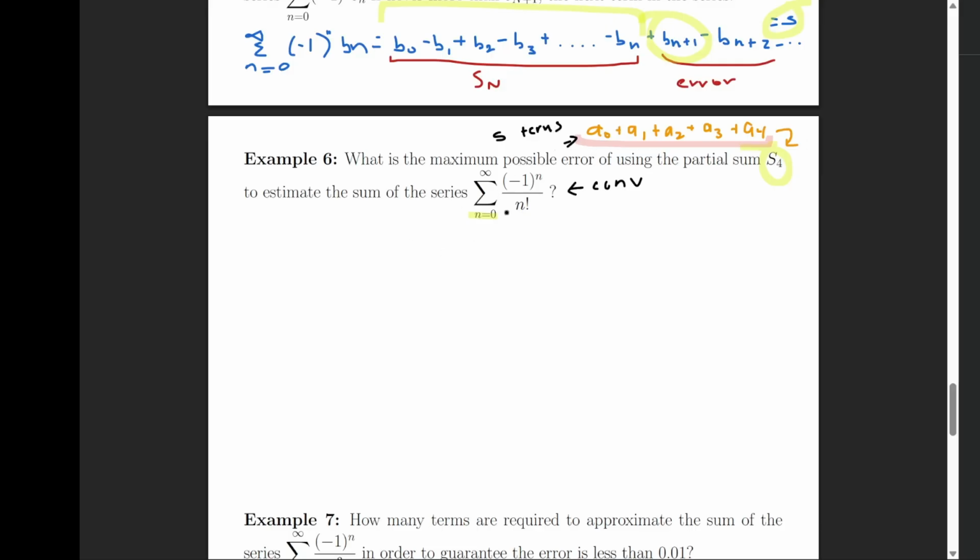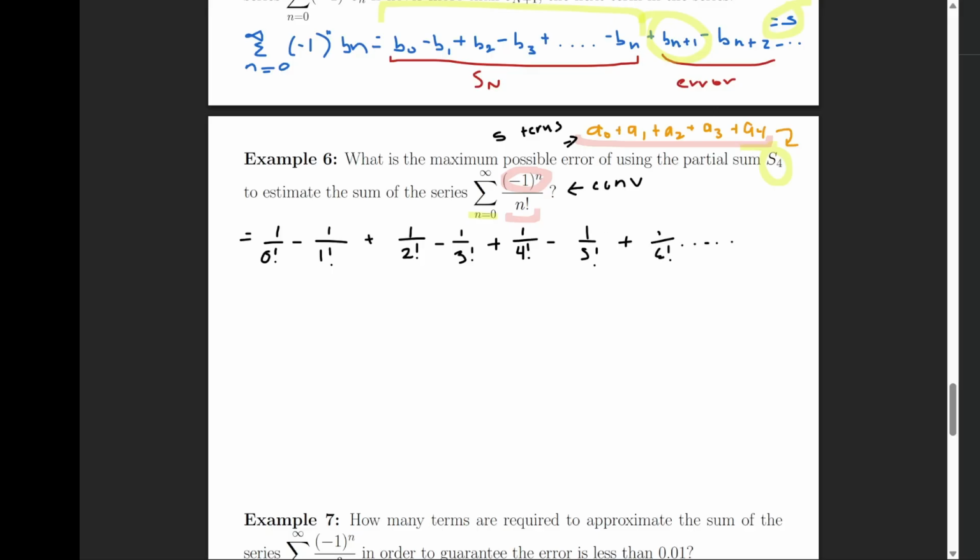Now, I can do it two ways. The first way is you just write it all out. This top part is going to be our sign, and this bottom part is our b sub n. So if we plug in the numbers, we get 1 over 0 factorial, minus 1 over 1 factorial, plus 1 over 2 factorial, minus 1 over 3 factorial, plus 1 over 4 factorial. And this is just going to go on forever, so I'm just going to write it to here.